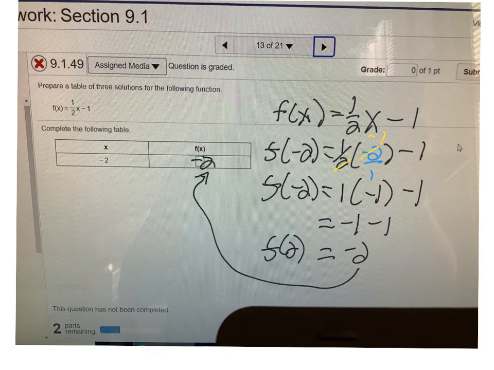Of course, you don't have to repeat this. You have to do it 2 more times. After you enter this answer, it's going to give you another value of x, and you've got to plug it in, find the value of y, then you have to do it a third time.